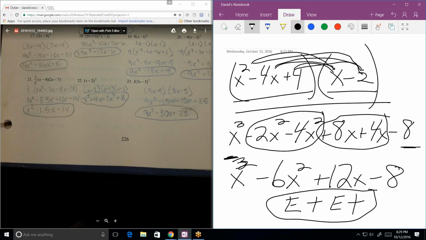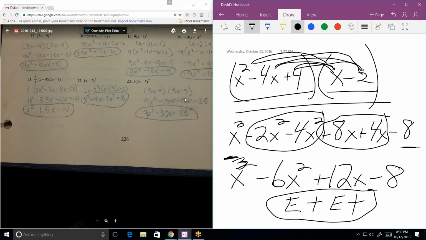But when you get to a trinomial by a binomial, it doesn't work. It's not helpful. But ET always works for everything. Okay. Cool.